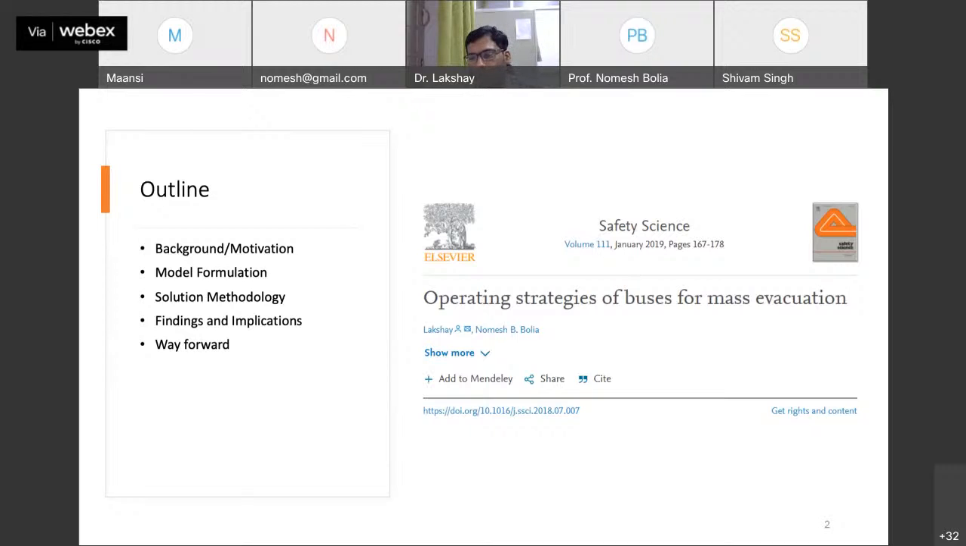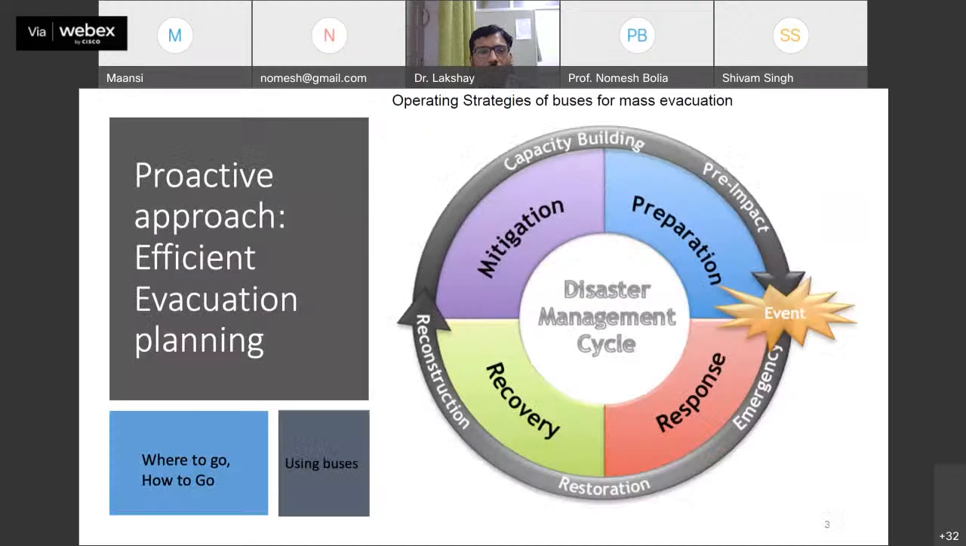that such a model is an NP-hard problem, which is quite difficult to solve. And then we have proposed some kind of heuristic. Then we will see the findings and implications, and how these kinds of models can help the decision maker. Through the case study, I will show you the efficacy of such a developed model. And at the last, I will show you the future work, how we can extend such a work.